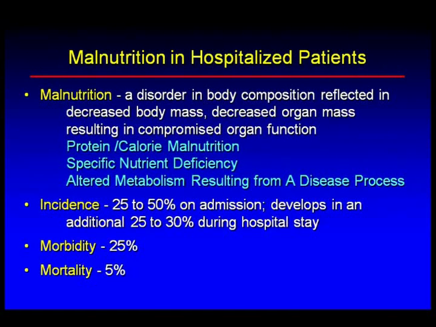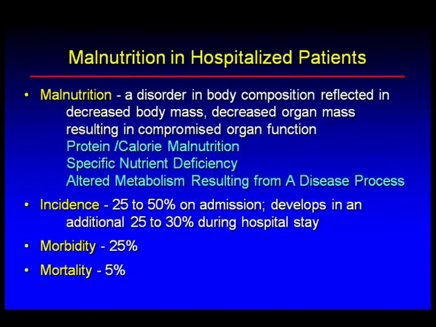Now, obviously, there are lots of different kinds of malnutrition. Protein-calorie malnutrition, obviously the most common healthcare problem in the world. But we can also have malnutrition as a result of a specific nutrient deficiency or as a result of altered metabolism resulting from a disease process. It's going to be that latter form of malnutrition that we'll emphasize here today.